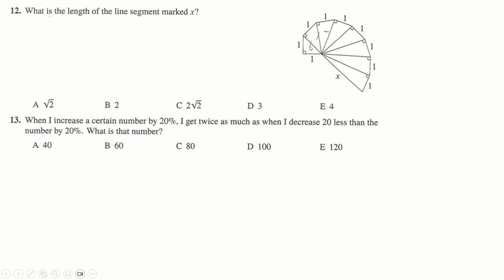1 squared plus 1 squared is 2, so this length is root 2. Root 2 squared is 2, plus 1 is 3, so this is root 3. This will be root 4, root 5, root 6, root 7, root 8, and root 9, which is 3.